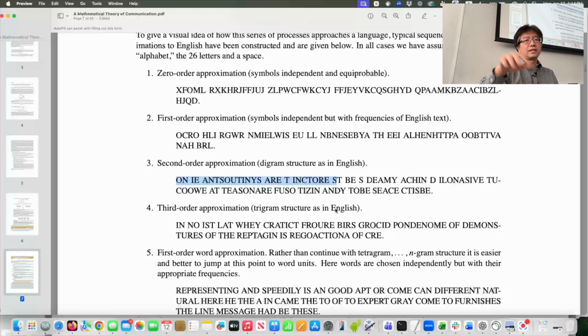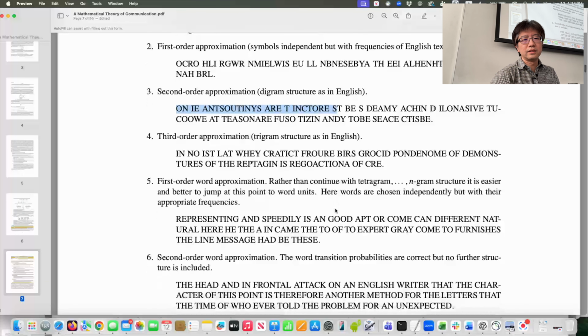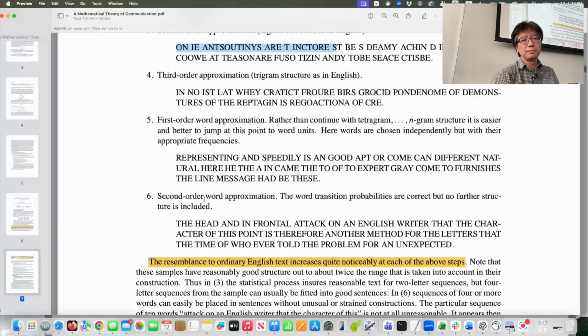And then, let's keep things more involved. So you can read it, but lastly, what we do is that if we use this Markov model on words instead of letters, this is what you get. The head and in frontal attack on an English writer that clear, that the character. So if you see, it's almost language, right?